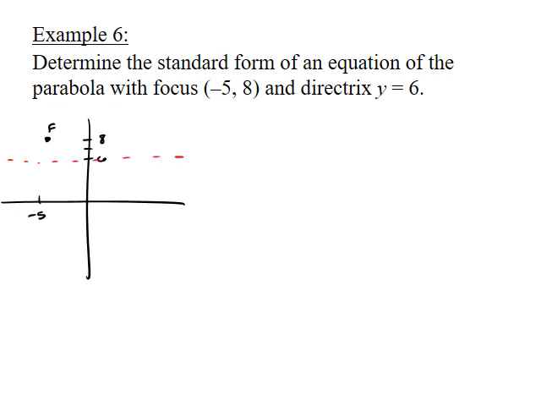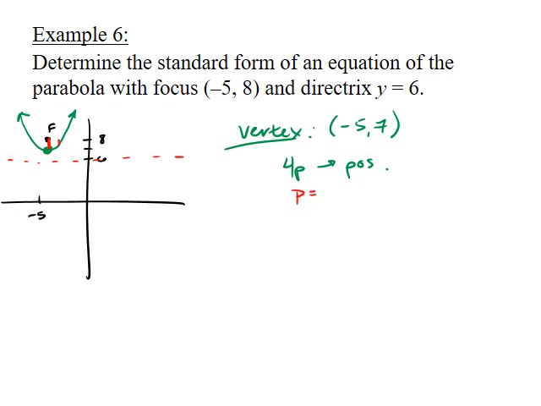Well, if this is the case, the vertex has to split these two. So the vertex is right here. So this tells me that my vertex is at negative 5, 7. We know this is going to open upward because the focus has to be on the inside, which means 4p must be positive. Additionally, we know this distance is 1, so p is 1.